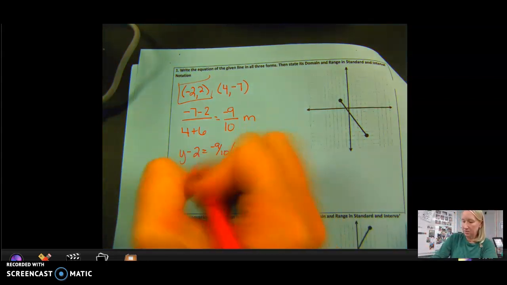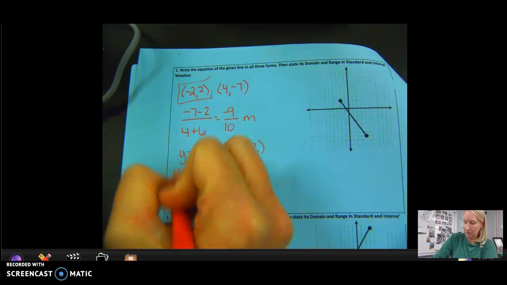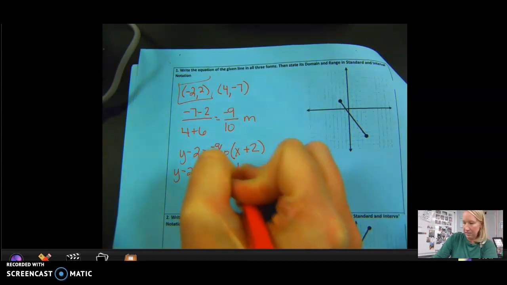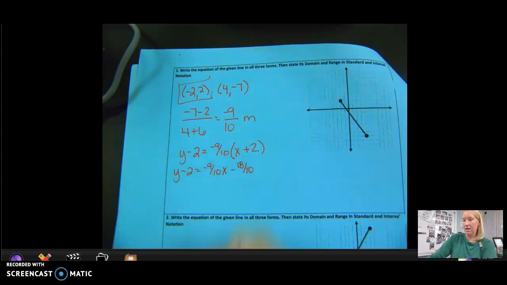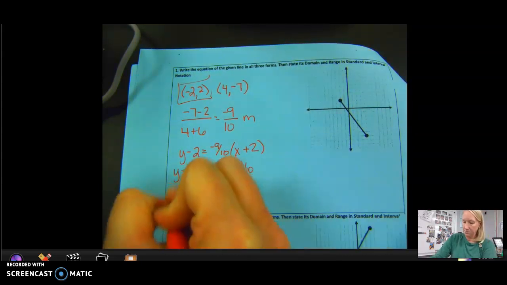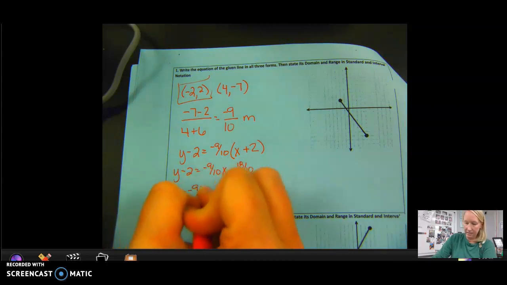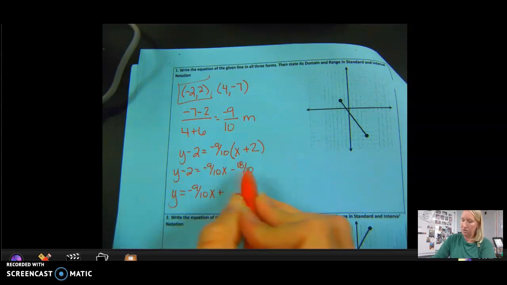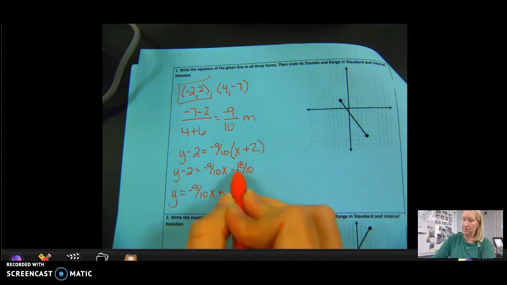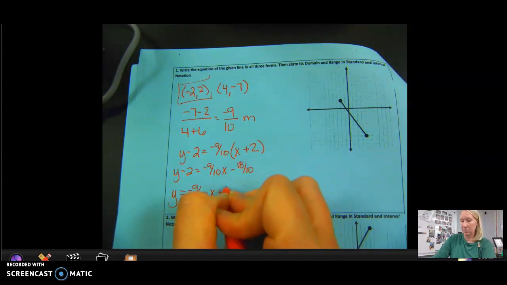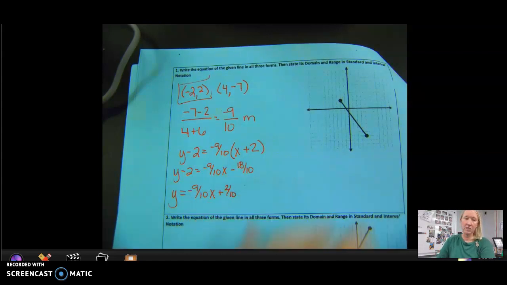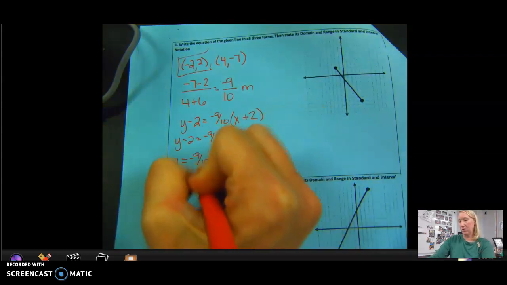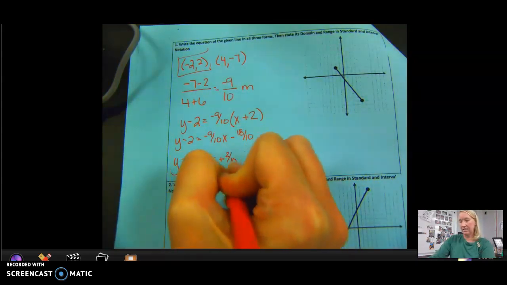To get that into slope intercept form, I distribute, so I get y minus 2 equals negative 9 tenths x minus 18 tenths. I'm going to add 2, y equals negative 9 tenths x. This will be plus, so 2 is 20 tenths. So if I add 20 to negative 18, that gives me a positive 2 tenths, which would reduce to 1/5, is probably what you would want to write. So y equals negative 9 tenths x plus 1/5.